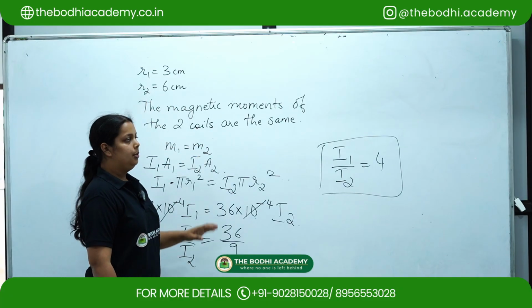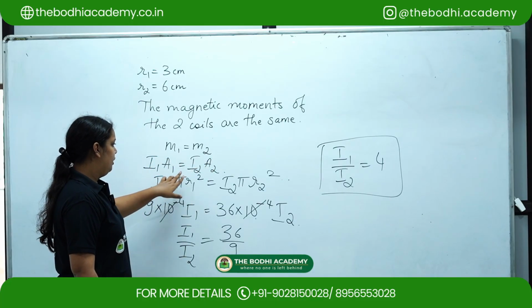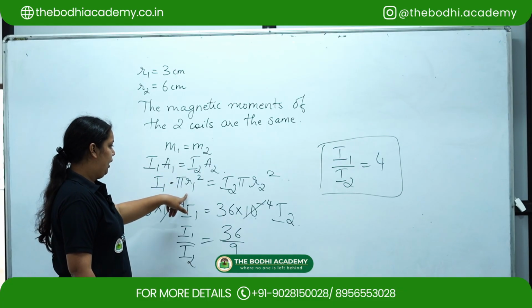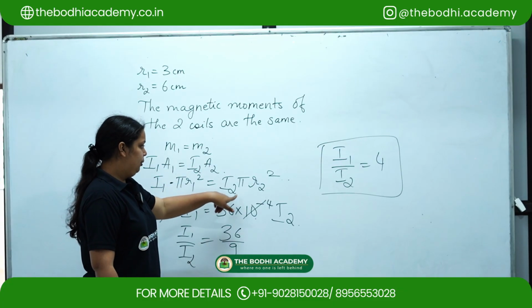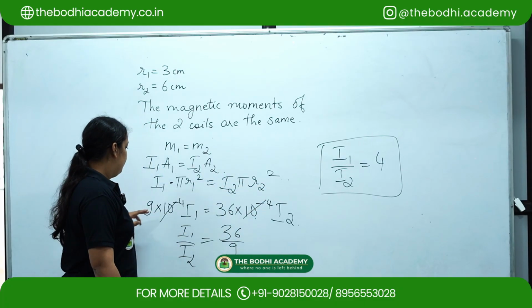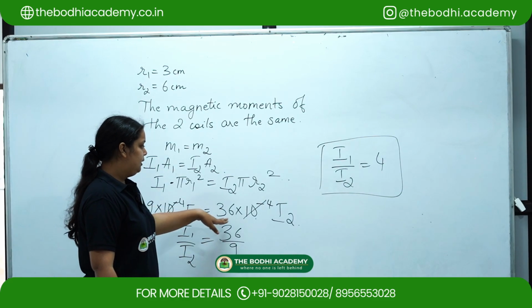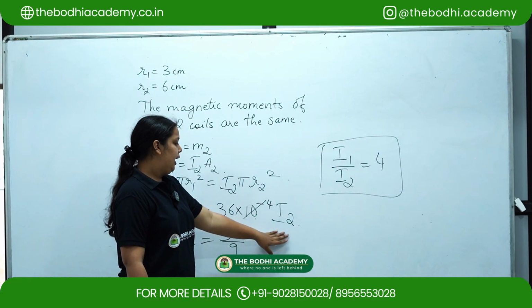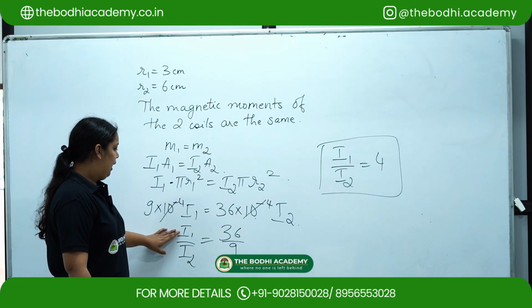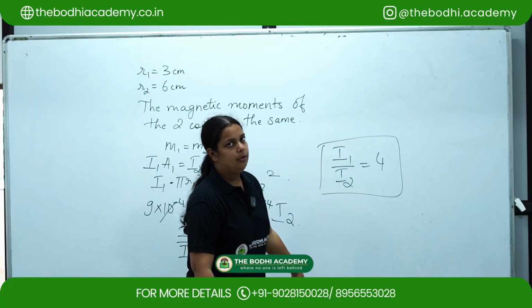The magnetic moments of both the coils are the same. So M1 equals M2. So I1 A1 will be equal to I2 A2. So I1 times the area, pi R1 squared, equals I2 times the area of the second coil, pi R2 squared. So 9 into 10 raised to minus 4 I1 equals 36 into 10 raised to minus 4 I2. So 10 raised to minus 4 and 10 raised to minus 4 will get cancelled. I1 upon I2 equals 36 upon 9. So I1 upon I2 will be equal to 4.